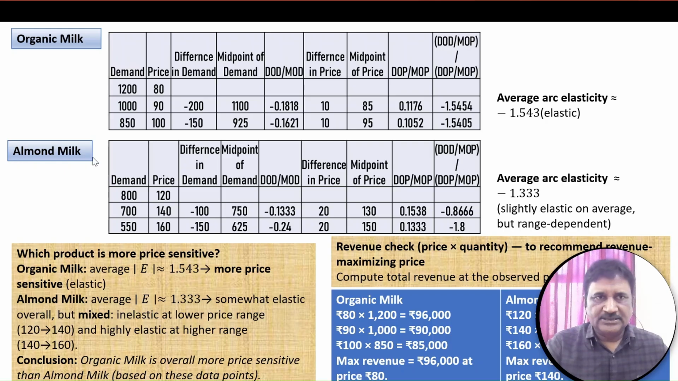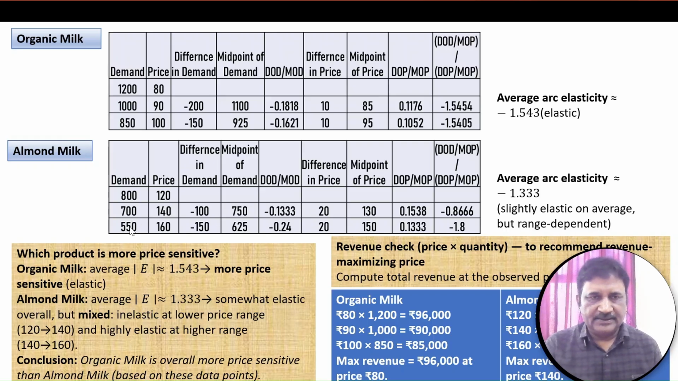Okay, now we'll be doing the same analysis for almond milk, right? Here the first point is 800, 120. 120 is the price, 800 is the demand for the first point, then 700, 140, then 550, 160. We'll be taking the difference in the demand of the first and second point, that comes out to be minus 100. Then we'll be finding the center point between 800 and 700, that comes out to be 750. We'll be taking the ratio of these two, DOD divided by MOD, midpoint of demand, that comes out to be minus 0.133.